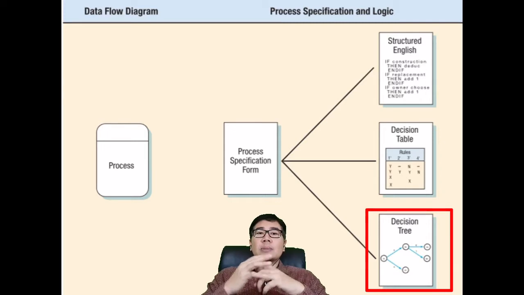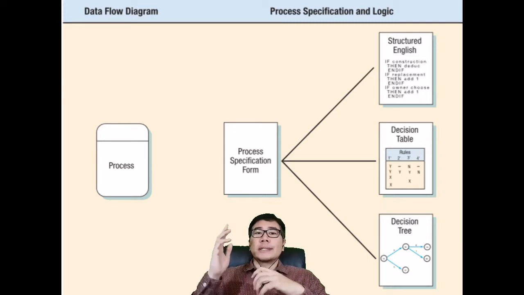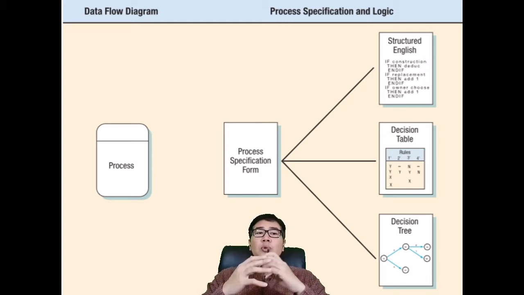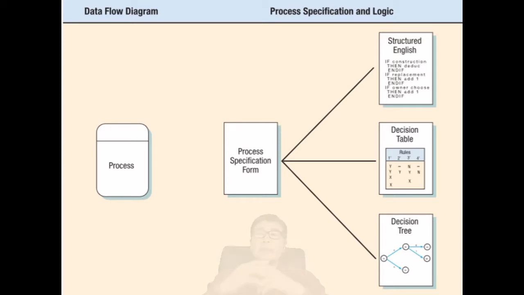Before determining these three forms, the types of processing also need to be determined in advance, whether it will be processed online, in batches, or manually. Structured English is a form of process specification approach using English, which is structured in its delivery pattern. There are four types of structure that can be used as shown in the figure here.